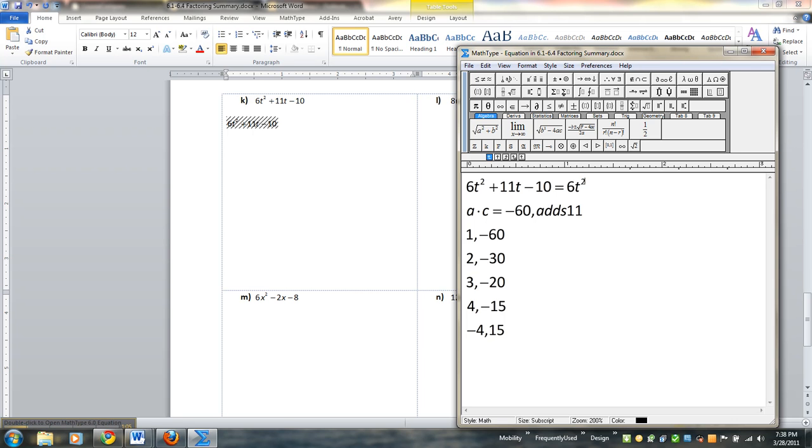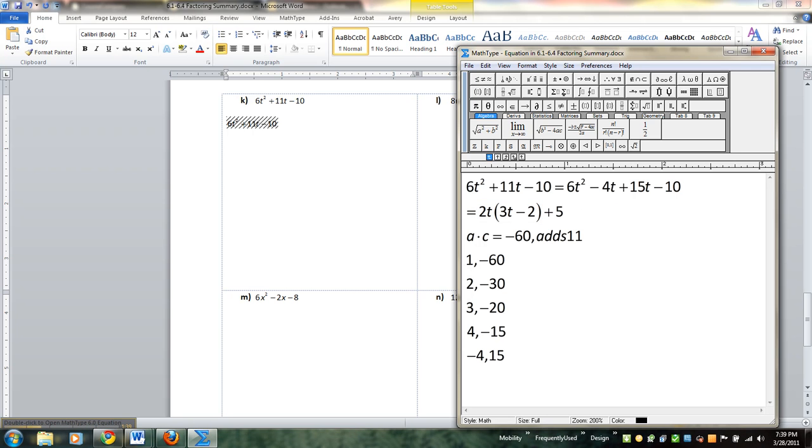Okay. So what we're going to do is, instead of writing it like it is, we're going to write 6t squared. But instead of writing plus 11t, I'm going to write minus 4t plus 15t minus 10, like that. Then I'm going to say, well, these first two terms I can factor with grouping, and these two terms I can factor with grouping, because now it's a 4-term problem. So I'm going to look at the first two and say, they both have a 2t I could take out. That would leave me 3t minus 2. If I look at the back two, 5 goes into both of those. So I'm going to write plus 5, and that leaves me 3t minus 2.